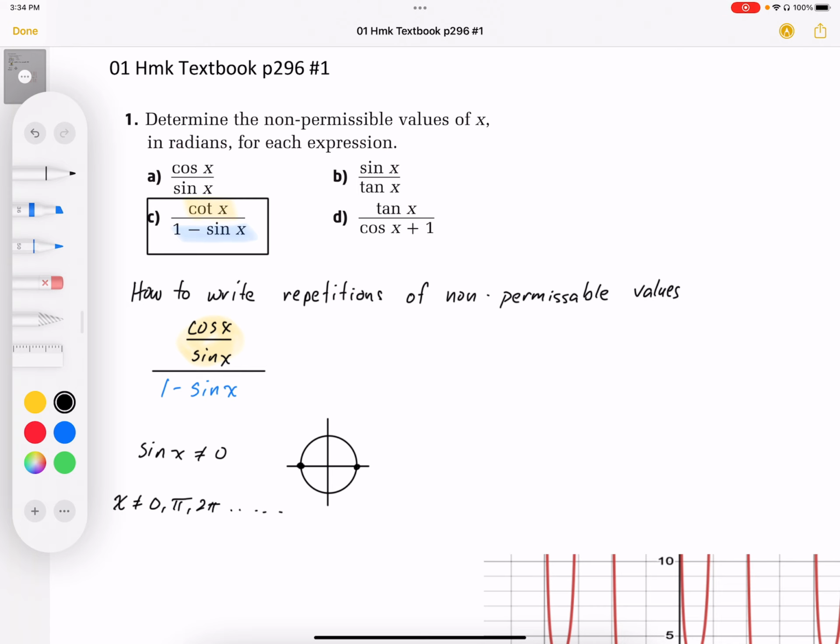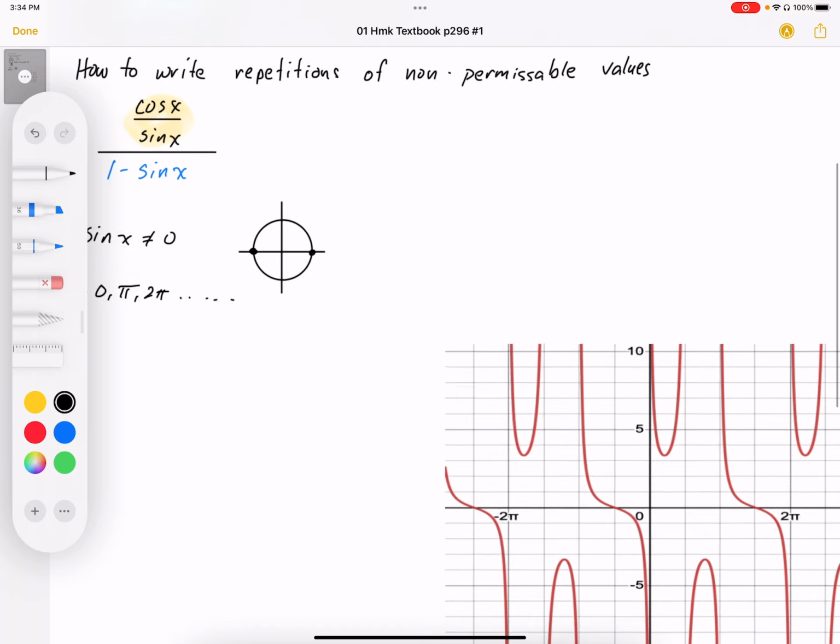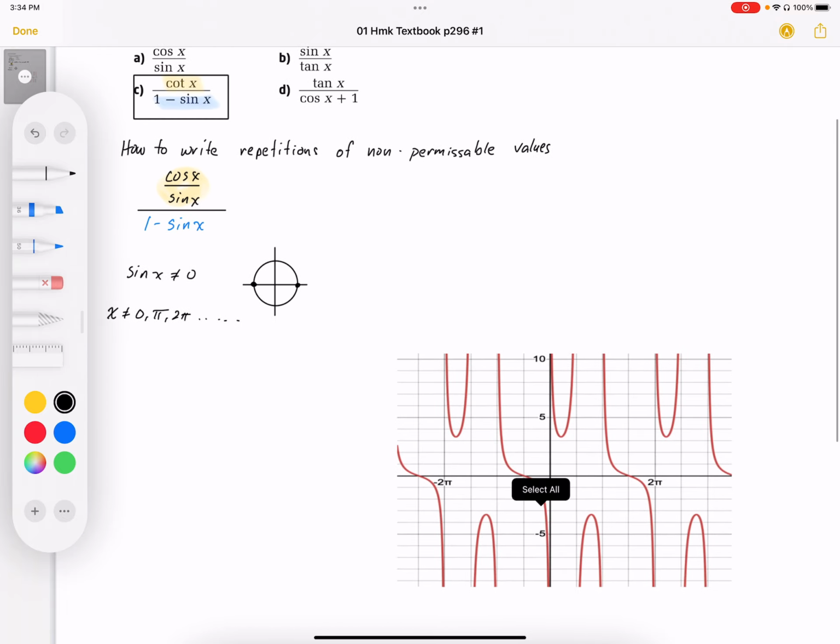Okay, and there's actually repetitions of this solution. In fact, if I take a look at the graph of the original cotan x over 1 minus sine x, you can see that at pi, so pi is here, there is a vertical asymptote, a non-permissible value. At 2 pi, there's a non-permissible value. At 3 pi, there's a non-permissible value. And these are just repeating at 0, negative pi, negative 2 pi. Okay, so there are an infinite number of solutions here.